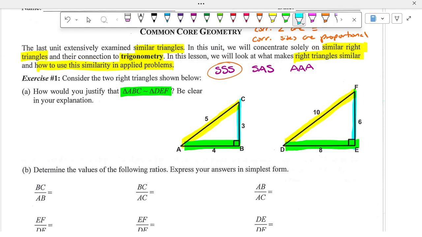So what we're going to do is take these proportions, and the way you set up the proportion is you do the new over the old. Or in reality, it doesn't really matter, but typically you want to do new over old. So, in other words, we want to show that DF over AC is equal to DE over AB is equal to EF over BC. So we want to show that all three of those proportions give us the exact same number when we simplify.